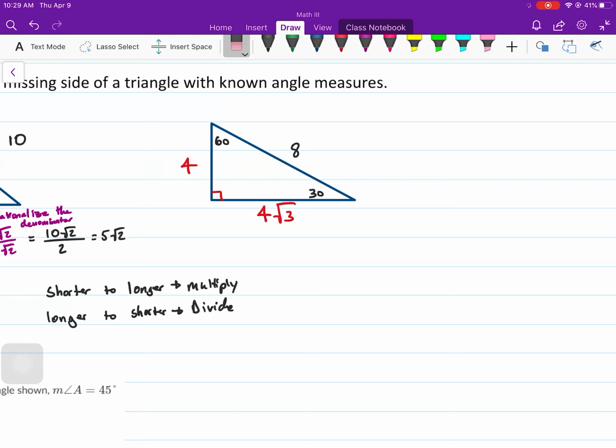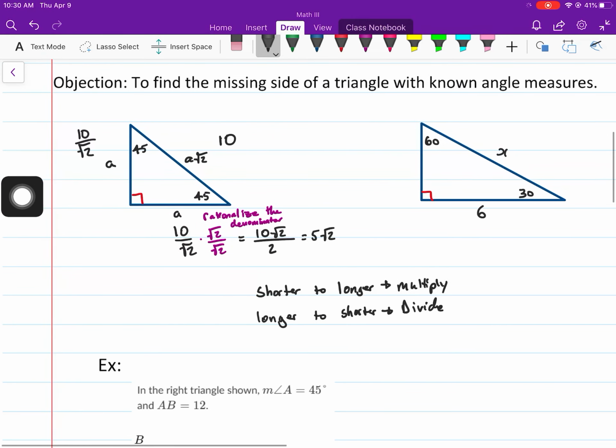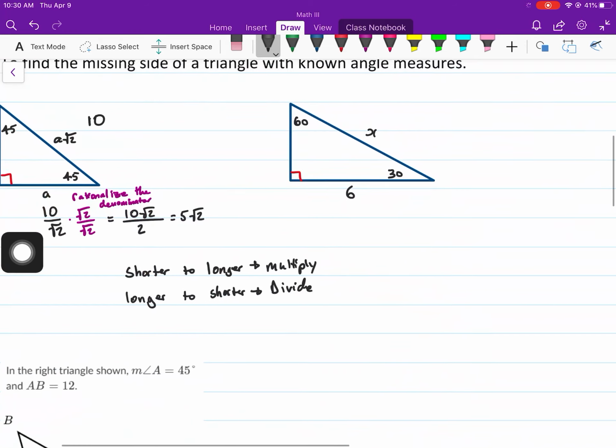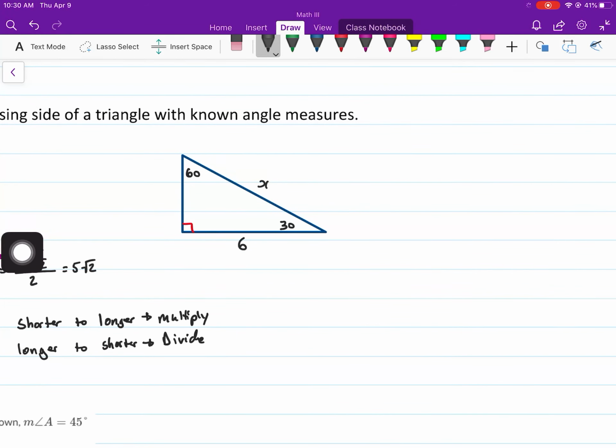If we start with the long leg, let's give it an answer. Let's go with 6. Let's say we want to know what the hypotenuse is. You've got to go back to the short leg first. So how are we going to do that? Well, normally the long leg is just the short leg times the square root of 3. So in order to go back to the short leg, we will divide by the square root of 3. So this will become 6 divided by the square root of 3.